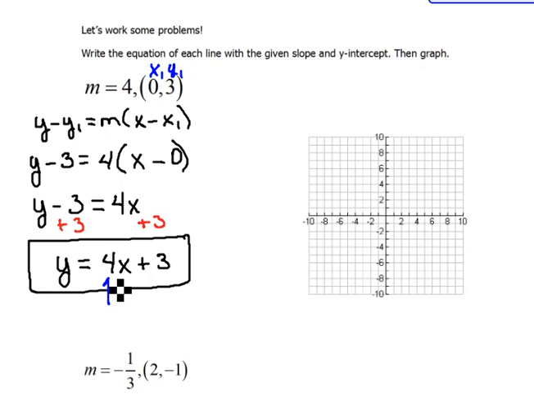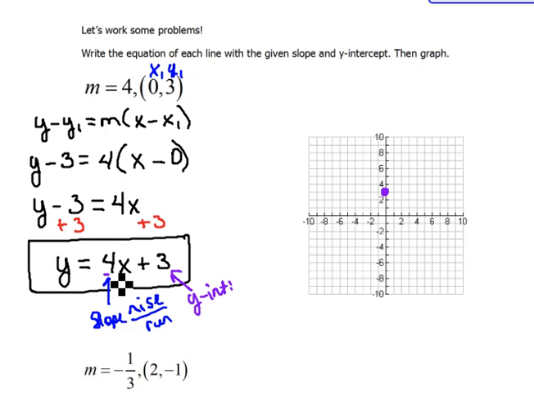Remember that the number in front of the x, that's our slope. And if you'll remember, slope is a rise over a run. And then the 3 here, the number at the end, that's our y-intercept. So that tells us that we're going to go up 3 units on the y-axis, and that's going to be our very first point. Now to get to the next one, we move the slope.